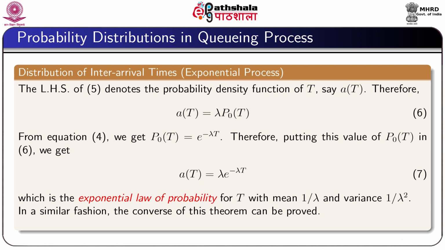Now, from equation 4, we get P0(t) equal to e to the power minus lambda t. Therefore, putting this value of P0(t) in 6, we get A(t) equal to lambda e to the power minus lambda t, which is the exponential law of probability for capital T with mean 1 by lambda and variance 1 by lambda square. In a similar fashion, the converse of the theorem can be proved easily.